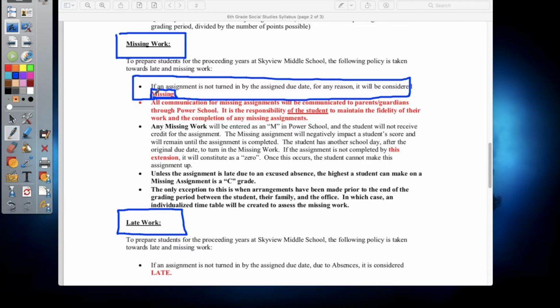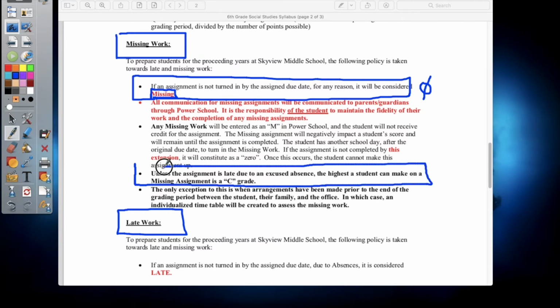All right. What ends up happening is this: if it ends up being missing, I'm automatically giving you a 0. That's pretty much how it works. You get no credit for it. Okay. Now, should you not turn it in by the original due date, that's no problem, because you can still make it up. What you have to do is get it to me by the very next day. All right. That's how it works.